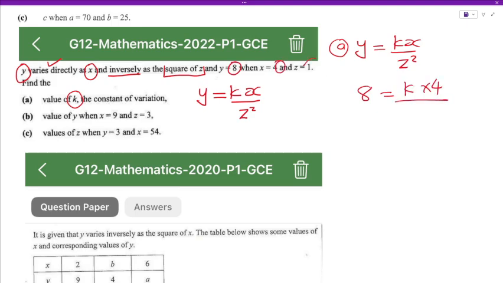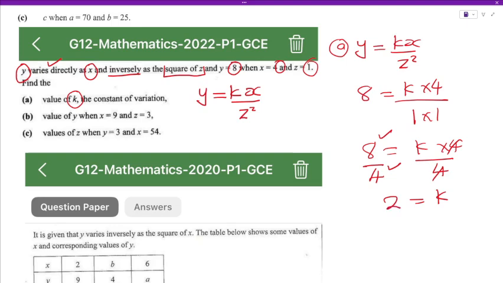And then z is equal to 1. So I'll simply say 1 times 1, or 1 squared if you like. So meaning I'm just going to have k times 4. 1 times 1 is 1, 4 times 1 is 4. Then I'll divide both sides by 4, so that the 4's can cancel. I just remain with a k. So 8 divided by 4 gives me a 2. Therefore the value of k is equal to 2.